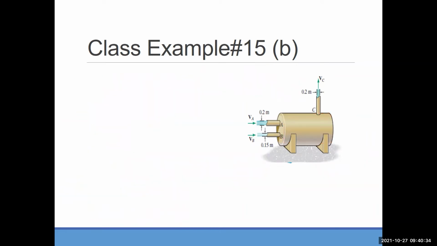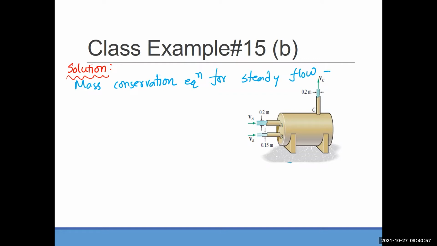So we don't need to start from the very beginning. Rather, we will start from the steady mass conservation equation, okay? So let's start. Mass conservation equation for steady flow. If I can remember properly, that should be inflow rho AV, outflow rho AV, right?